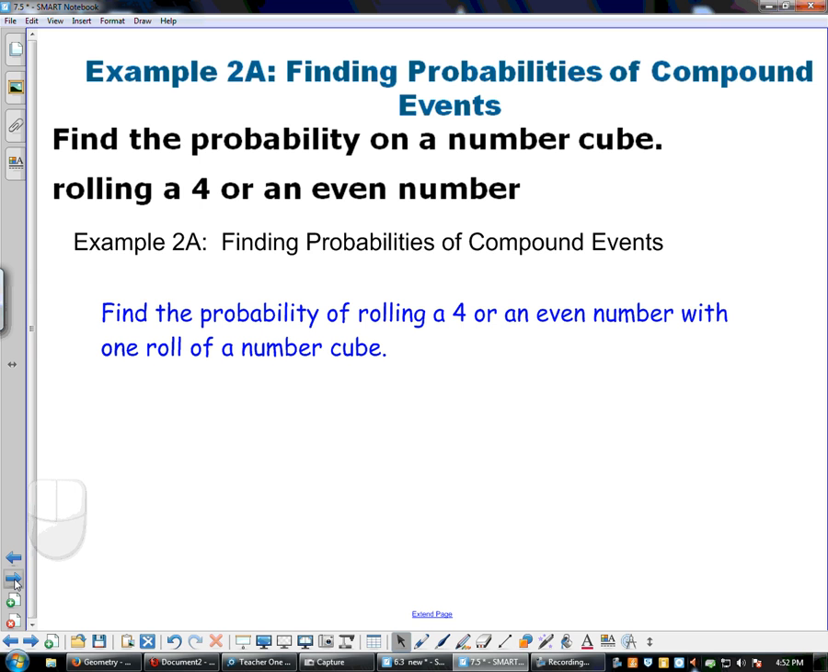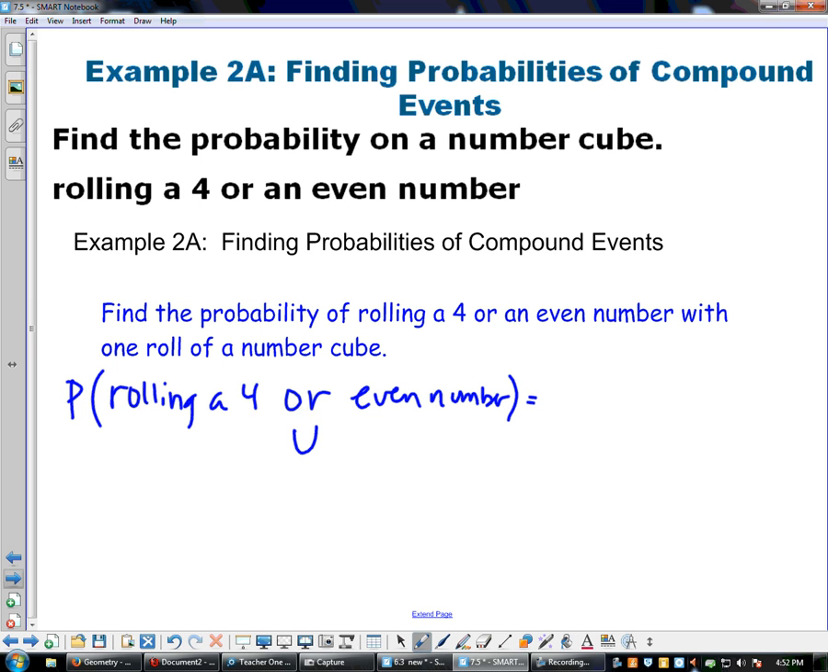So our example here to try this on our own: find the probability on a number cube of rolling a 4 or an even number. So again, we're looking for rolling a 4 or an even number. We'll write this out here: rolling a 4 or, that would be that symbol, a union, an even number. In order to do this, we're going to take the probability of getting a 4 plus the probability of getting an even number, and subtract the probability of getting a 4 and, that's my intersection, an even. So how many times would that occur?